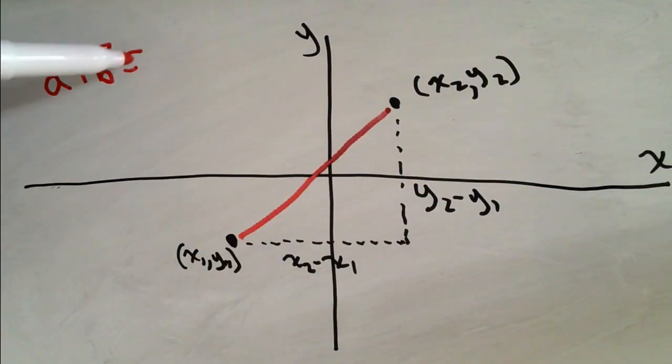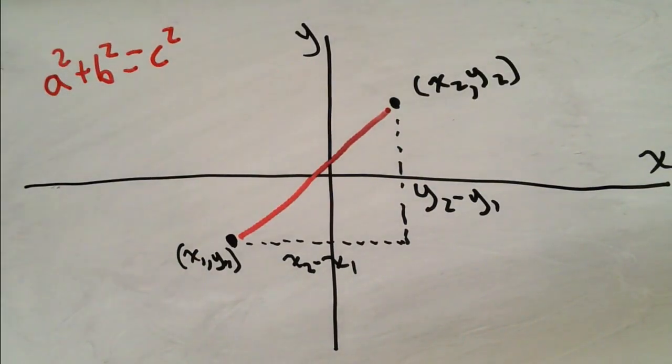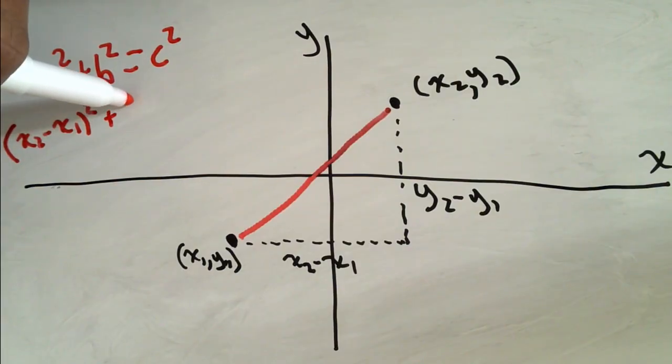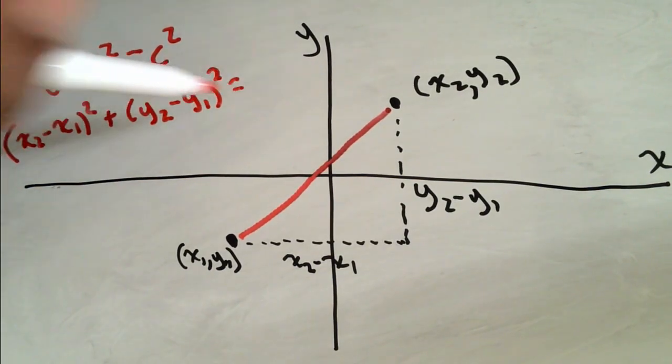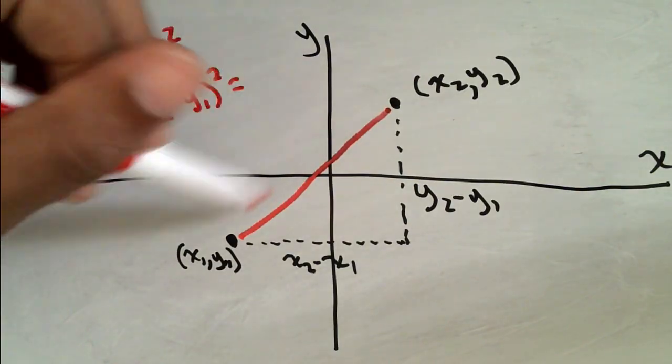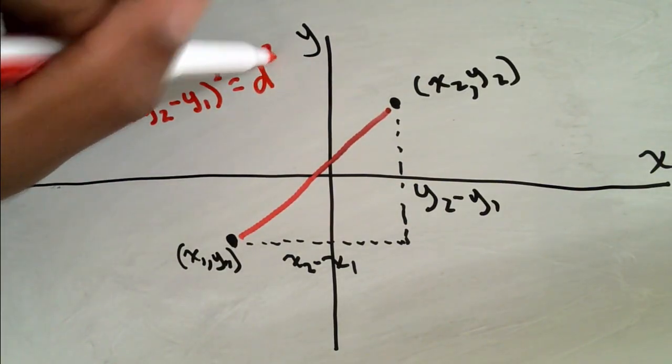So notice how the distance between those 2 points, we can treat it like the hypotenuse of a right triangle, and we can look at the horizontal displacement between those 2 points. We can call that change in x, x2 minus x1, and that vertical change in y between the 2 points, y2 minus y1.